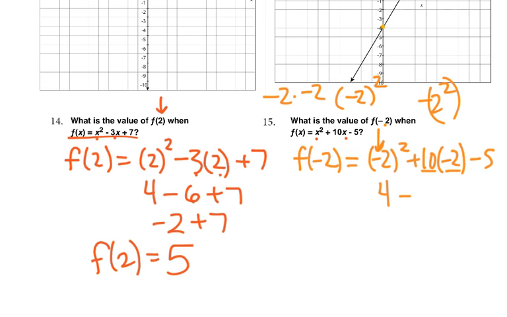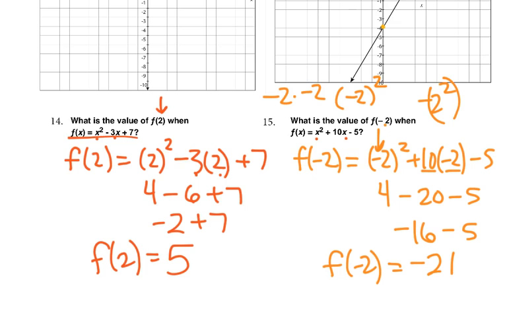10 times negative 2 is a negative 20, minus 5. 4 minus 20 would be a negative 16, minus 5 would be a negative 21. So f of negative 2 of this function gives us negative 21. And there's our answers.